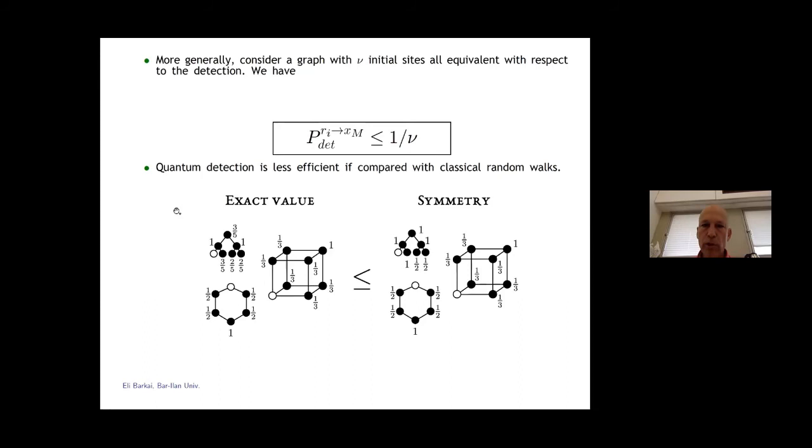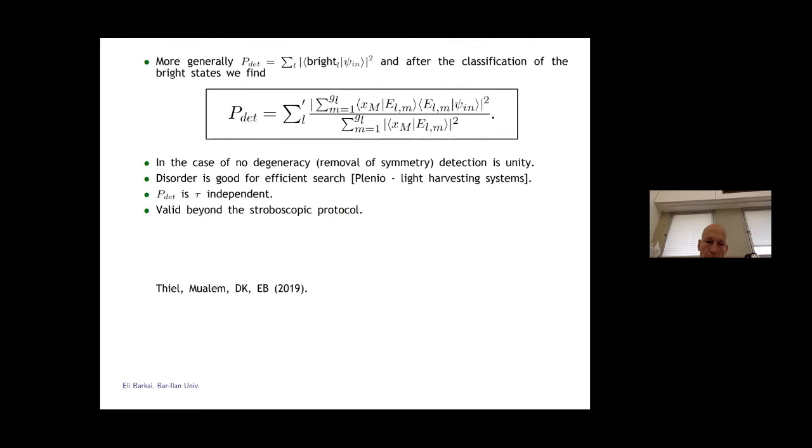So for example, we can take the cube. Again, we can consider a hypercube, it doesn't matter. This is in three dimensions. We have our exact value, three nearest neighbors. The symmetry bound gives you the same as the exact, so the bound is good. However, if you consider these kinds of trees, it's only a bound. If you look carefully, these two numbers are not the same.